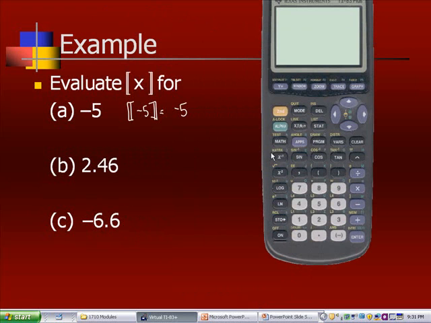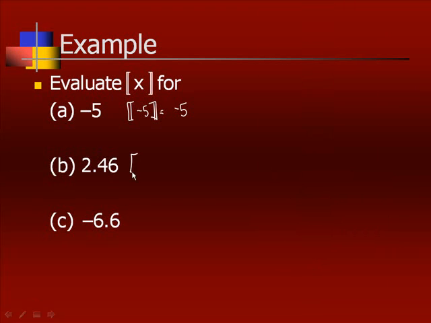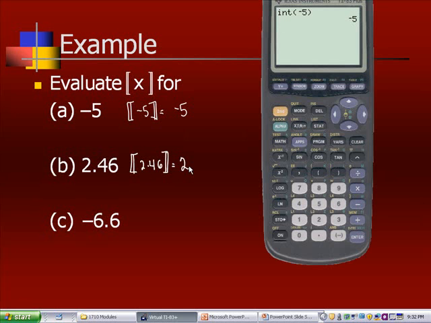Okay, so if we go on our calculator, we're going to go to Math, go over to Number. The int function is the greatest integer function. So we're going to go up here to number 5, which says the greatest integer function of -5 is -5. The greatest integer function of 2.46: the largest integer that's less than or equal to 2.46 is 2.